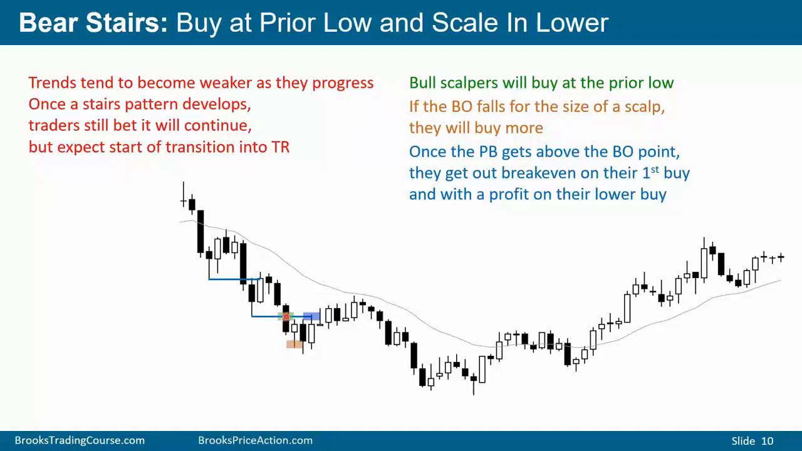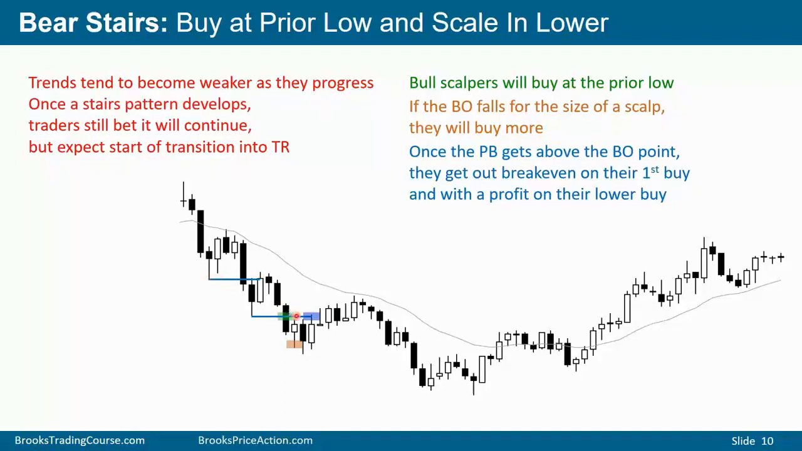They buy here. In case it just goes straight up, they'll make a scalp and they'll exit. And they're willing to buy more lower in case it goes a little bit lower. It might go 1 times the size of a scalp. It might go 2 times the size of the scalp. They'll buy more, betting that it'll start overlapping breakout points. It overlapped a breakout point here.